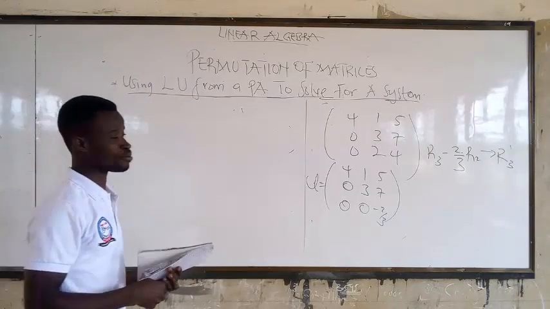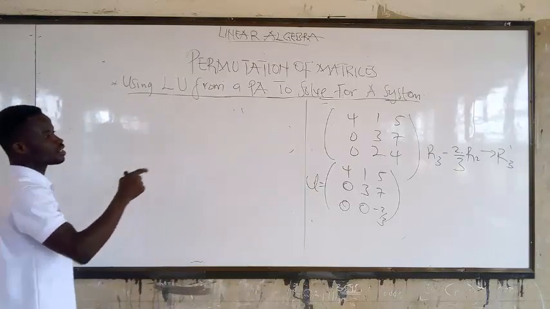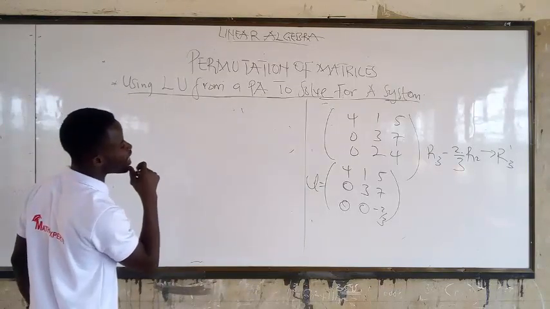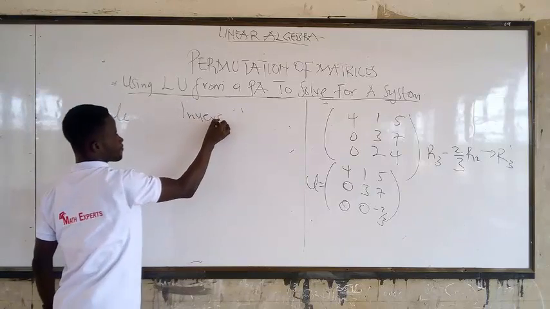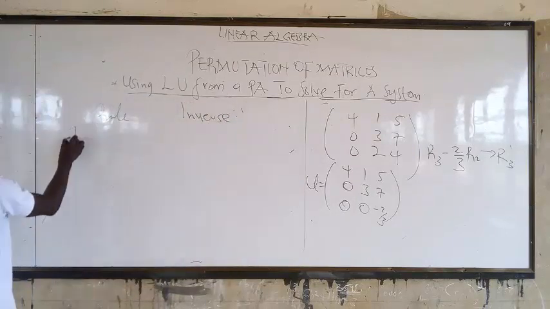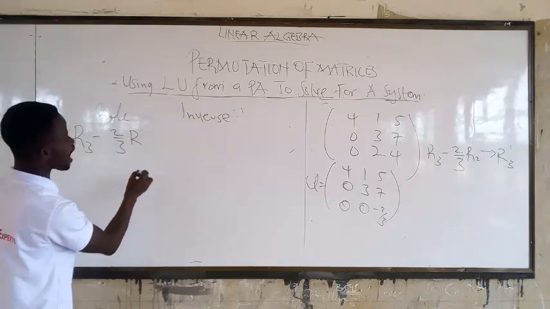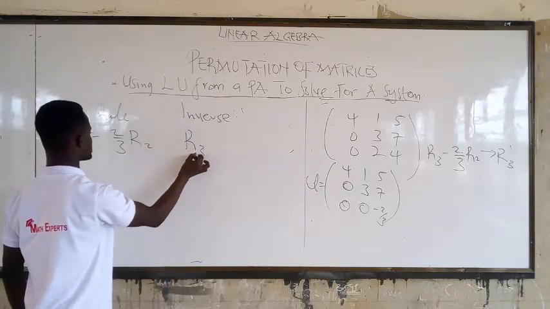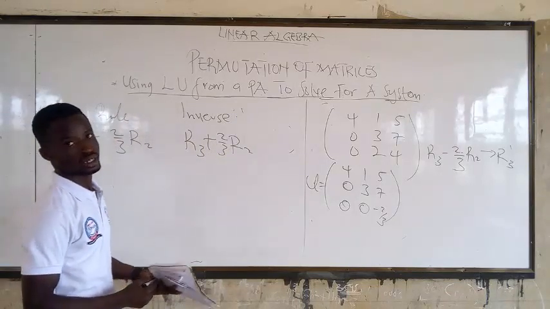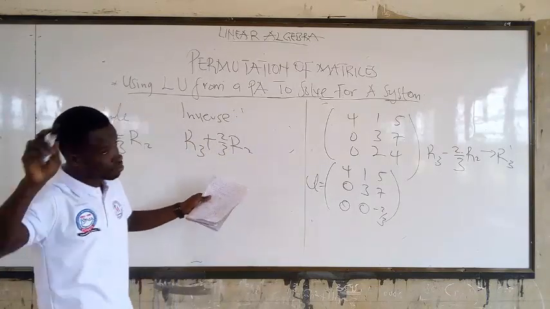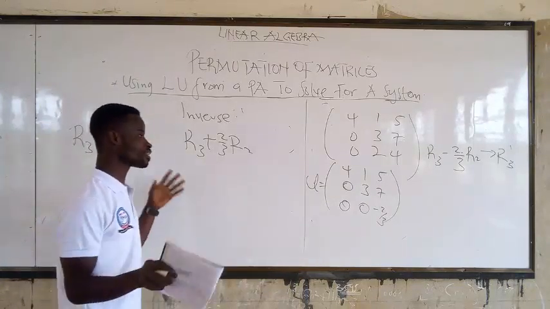Don't forget that we are finding the system, but you have to first get the PA is equal to LU. Alright, so let's continue. So the rule and its inverse. Alright, so the rule is R3 minus 2 over 3 R2. So the inverse will be R3 plus 2 over 3 R2. This is not the same as the inverse. You find the inverse of a matrix and you are rewriting the rule. Be careful with the two.